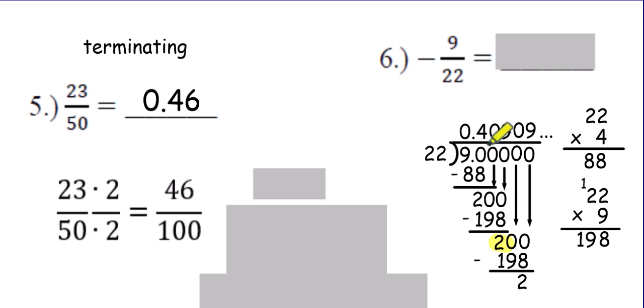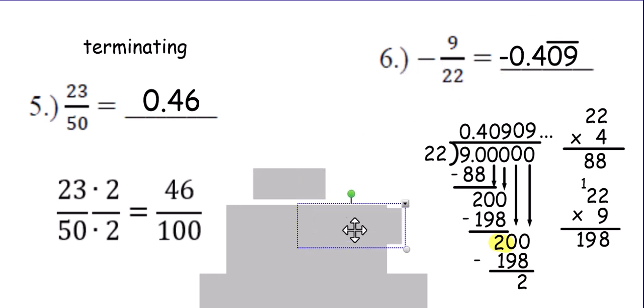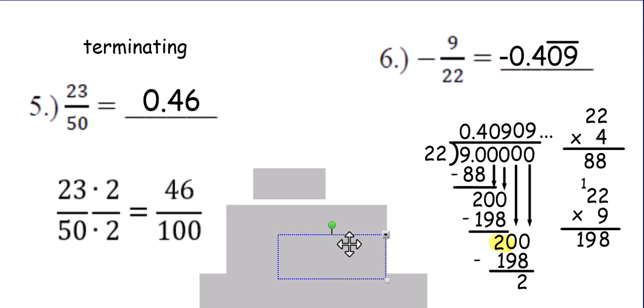So what I'm starting to notice is I have 0.4, and then it's 0.909, and that's going to continue. So the way we write this as a decimal, we can't forget our negative sign in front, but the way we write this is going to be negative 0.409, and that bar is going to go over both the 0 and the 9, not the 4 though, since only the 0 and the 9 repeat. And again, we can consider this a repeating decimal.